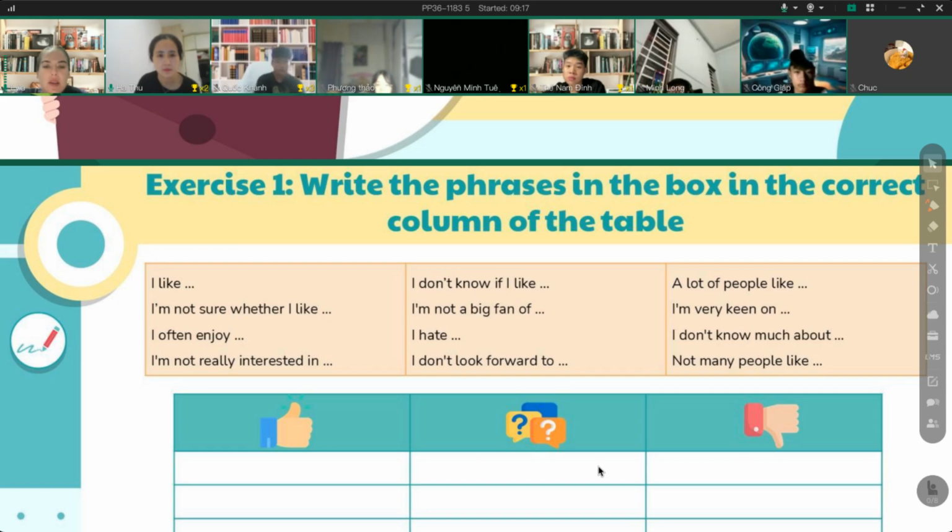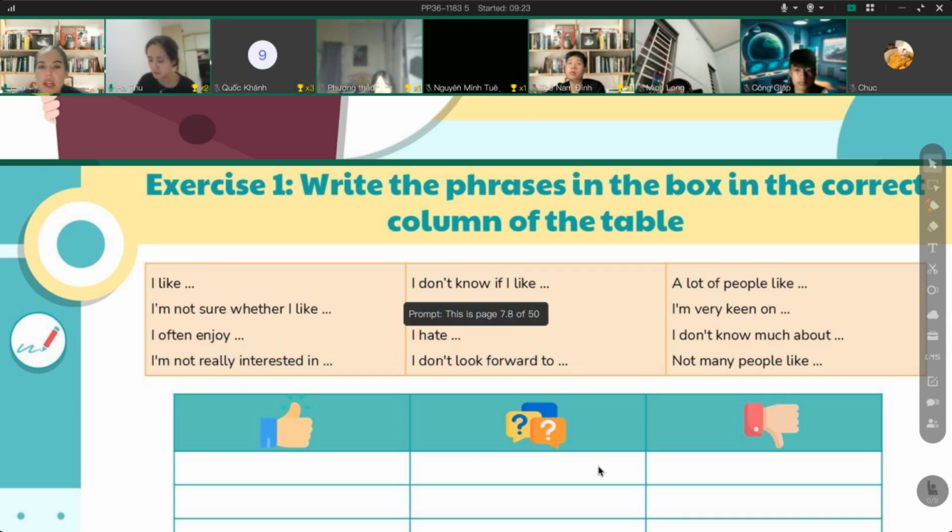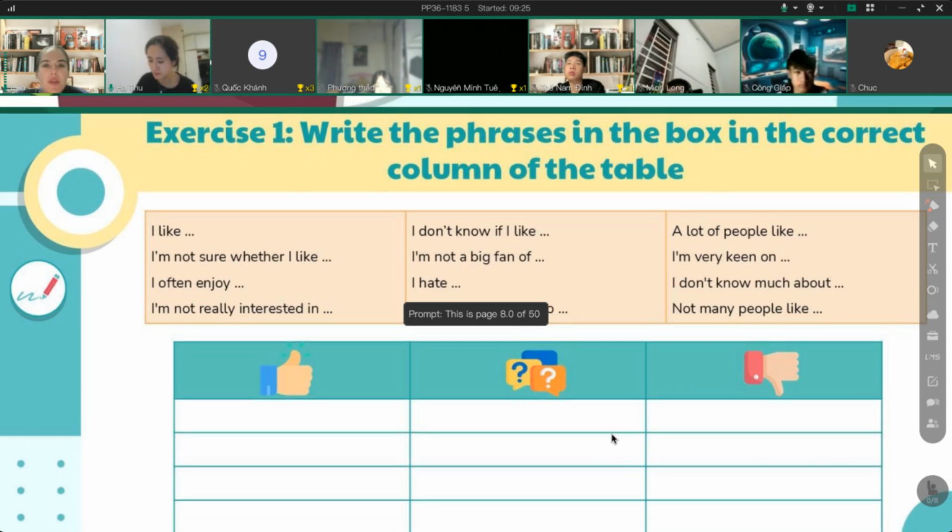Okay, let's look at the symbols we have there. One is a thumbs up, one is questions, and one is a thumbs down. Let's have a look at the different phrases we have. I like. I'm not sure whether I like. I often enjoy. I'm not really interested in. I don't know if I like. I'm not a big fan of. I hate. I don't look forward to.